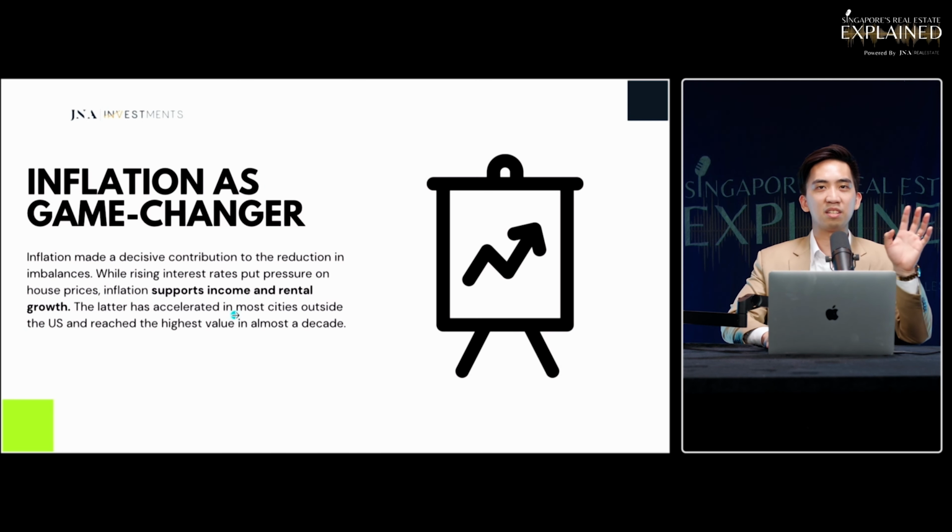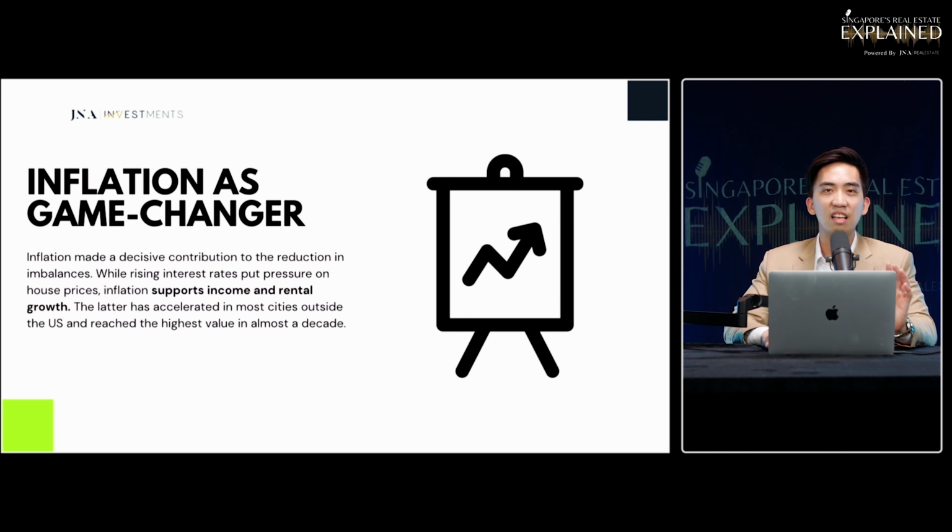And this actually links to my fourth point, which I mentioned just now. My first point is inflation.